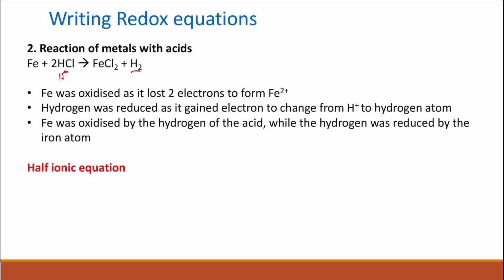So let's write the half ionic equation for this. Iron will give you iron 2 plus plus 2 electrons. This is oxidation. Iron here is the reducing agent. And then we have 2 H plus plus 2 electrons will give you H2, which is the element hydrogen.